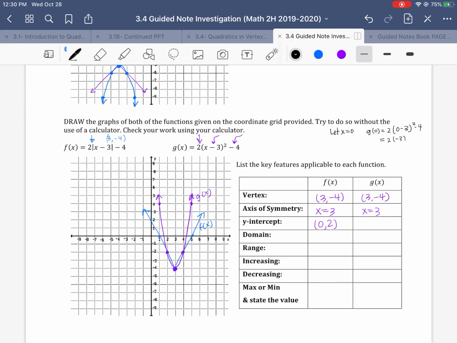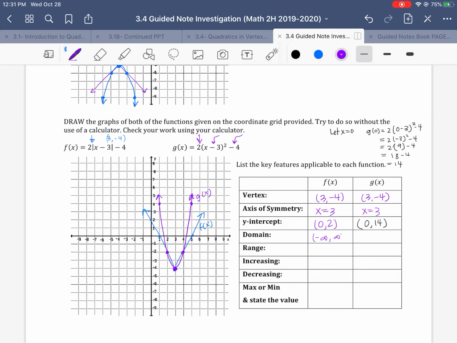And as we do that, we get 2, and we get -3 squared, because 0 minus 3 is just -3. When you square a negative, -3 times -3 is +9. So this is going to be 18 minus 4, or in other words, 14. So our y-intercept down here is definitely different than the other y-intercept, right? They're increasing at different rates.